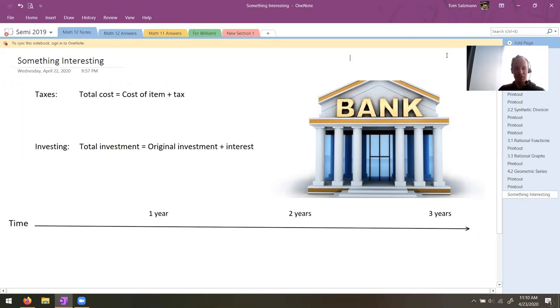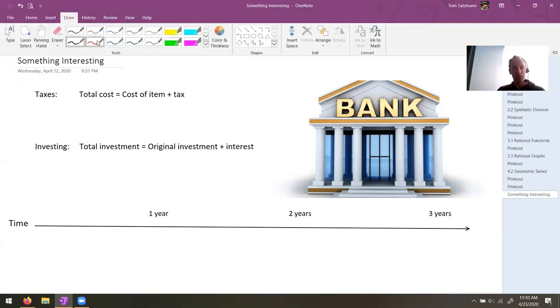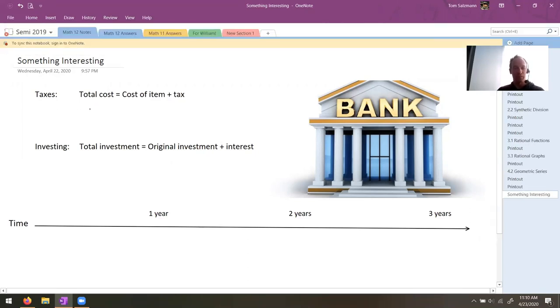Okay, so something interesting here. We've talked about exponential functions a little bit. Now I want to show you something that's really important in math. So first of all, a really simple, basic overview here. Taxes and investing are both two things that rely on putting some money into something and paying a little more or getting a little more. So let's just say, for example, someone gives you $100, and you can go ahead and spend that $100 at the store, or you can invest it. Both things are going to have a similar effect in how the price changes due to tax or interest rates.